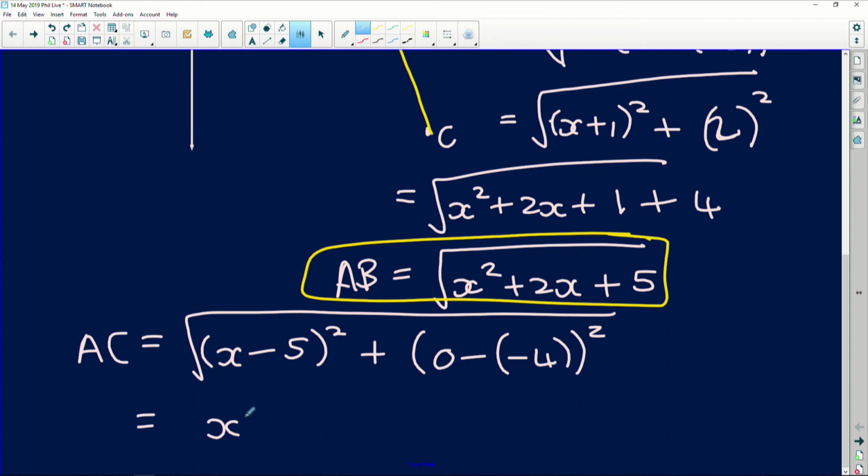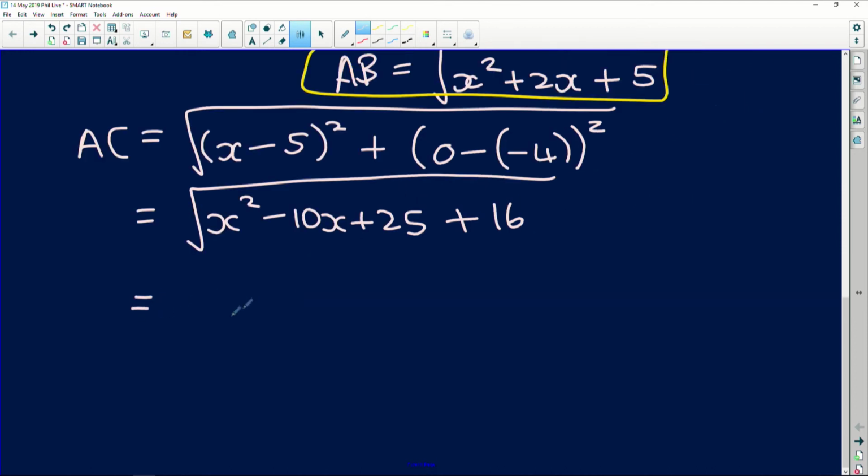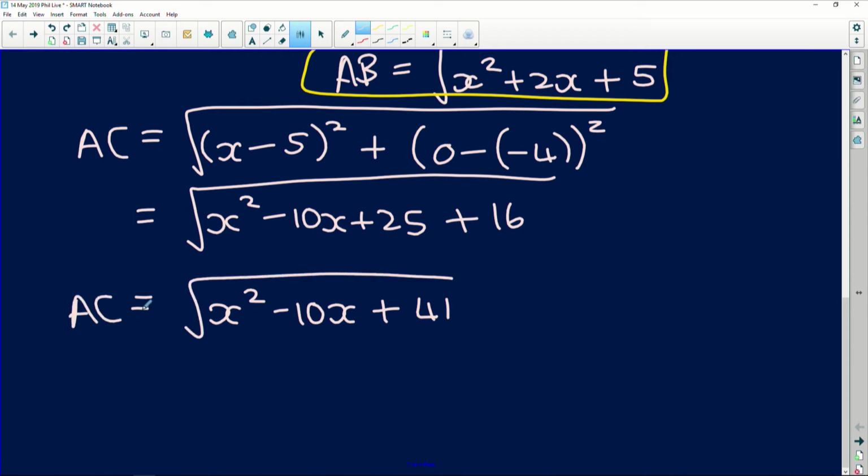Again, let's distribute this out. So we get x squared minus 10x plus 25. And then this second bracket, negative 4 becomes positive 4, and positive 4 squared is 16. Let's keep simplifying this out. We get x squared minus 10x plus 25 plus 16 is 41, and that is AC.